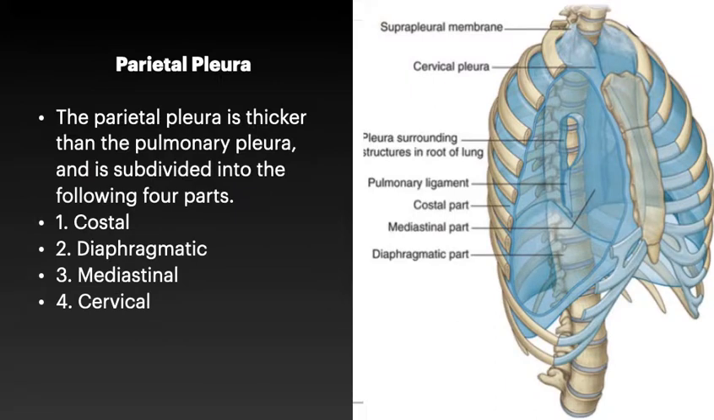Coming to the parietal pleura. The parietal pleura is thicker than the pulmonary pleura and is subdivided into the following 4 parts: the costal part, the diaphragmatic part, the mediastinal part, and the cervical part.